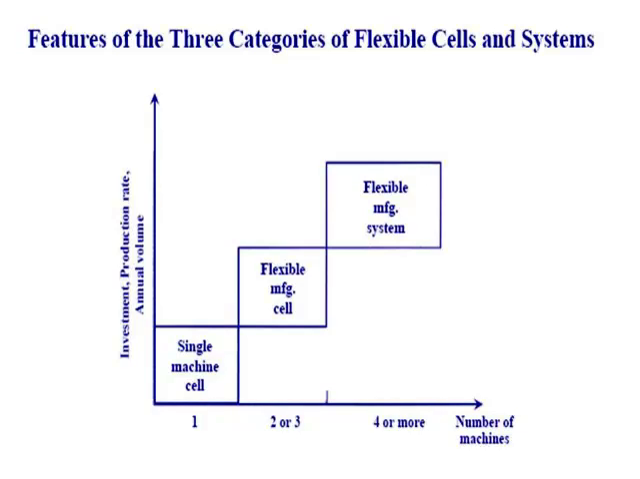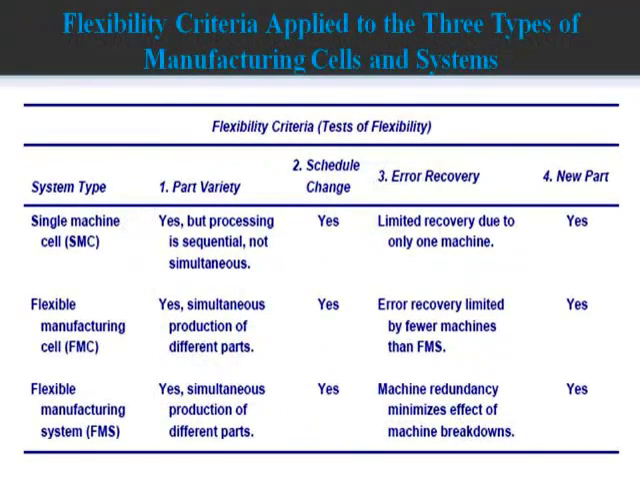Flexibility criteria apply to three types of manufacturing cells and systems. You can see in this table, for a single machine cell, part variety is yes, but processing is sequential, not simultaneous. Schedule change, yes. Error recovery is limited due to only one machine. New part, it is capable of producing a new part, yes.